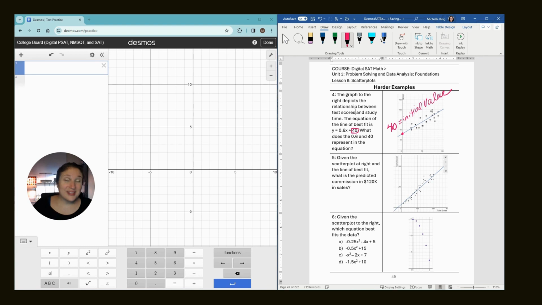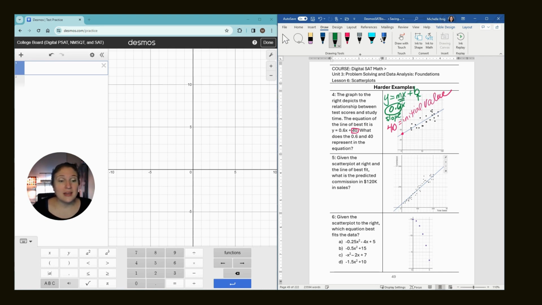And the great news is I just solved my problem of my text moving. So yay, we'll take it. Just like y equals mx plus b, that 40 is our y-intercept. The m, our 0.6x, that 0.6 is our slope. So in this case, it would be the rate of change.